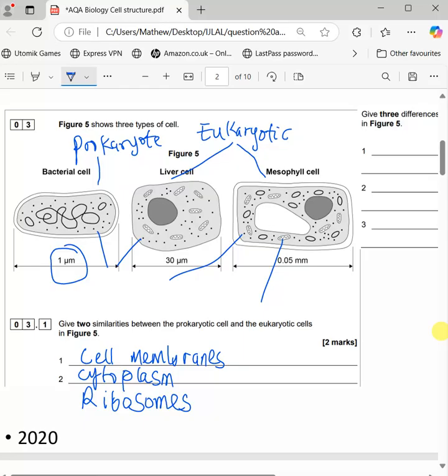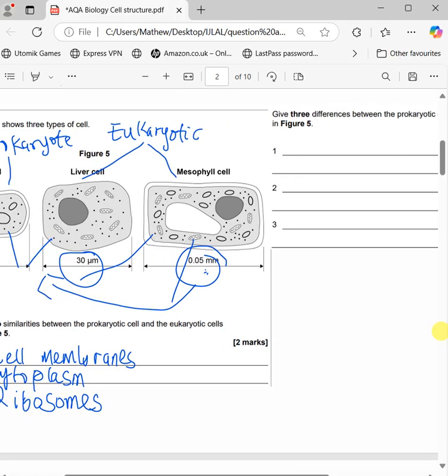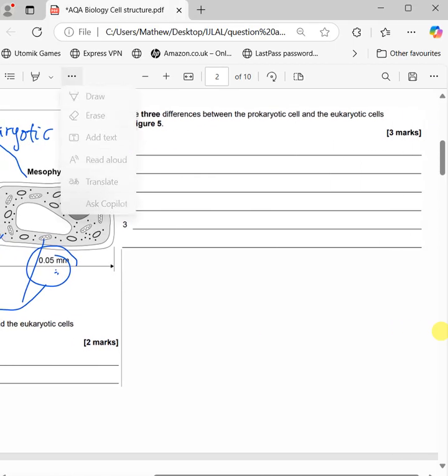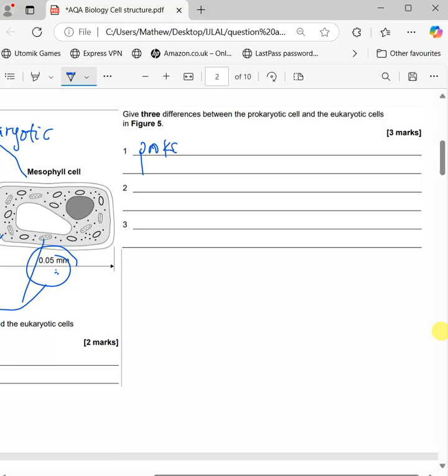Now, you should understand that some students might get confused with this. This is micrometers, but this is in millimeters. So this is quite larger than 1 micrometer if you convert it. So the major difference you should pick out is, one, prokaryotic cells are smaller.